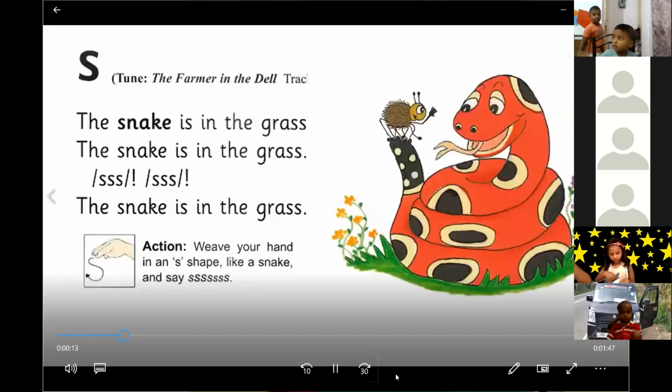Snake. The snake is in the grass. The snake is in the grass.